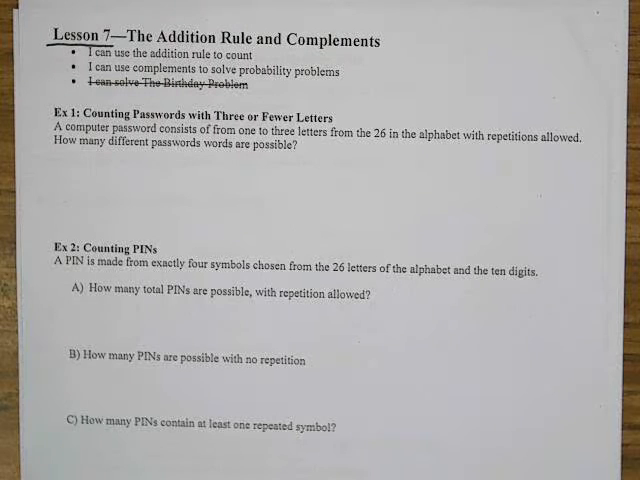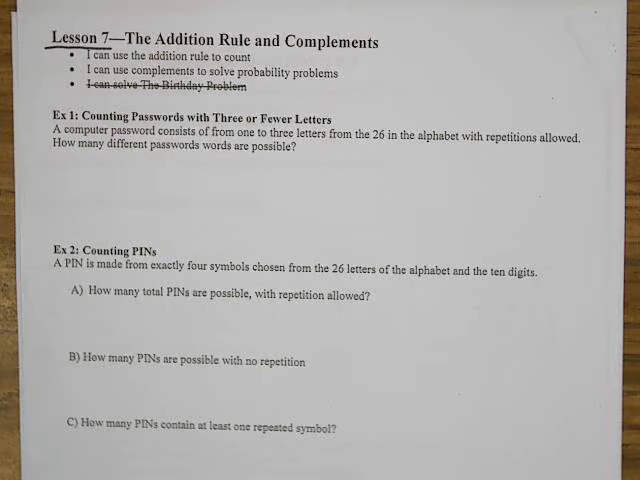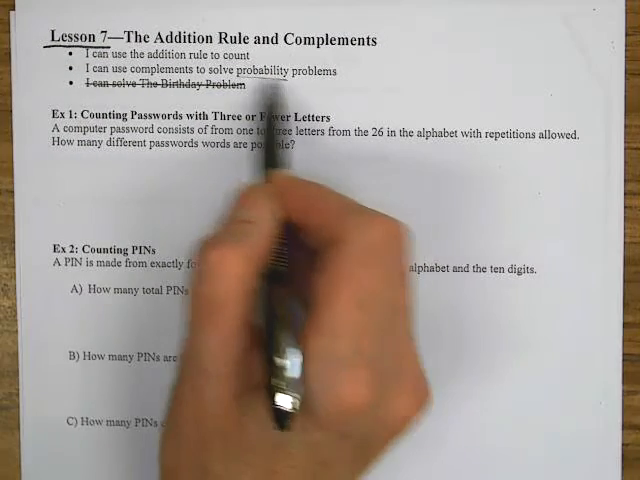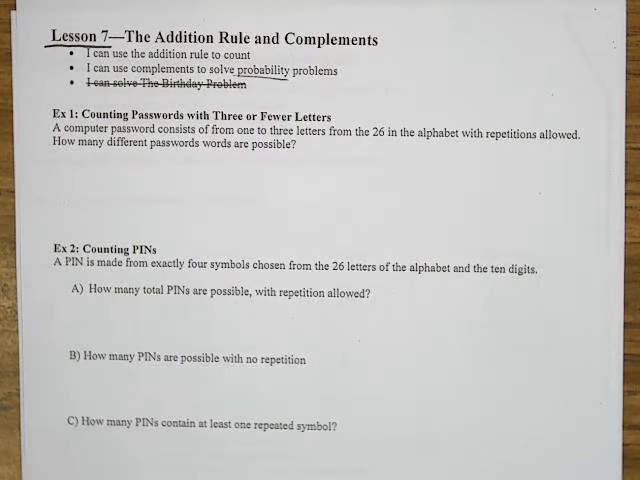Okay, this video is going to include both lessons 7 and 8. So let's start with lesson 7. It talks about the addition rule and complements. Our targets are: I can use the addition rule to count, and I can use complements to solve probability problems. So we're taking a step back here to probability, which is what we started this unit with. All right, so let's talk about the addition rule.